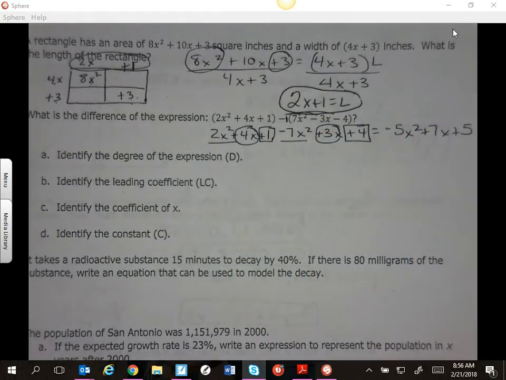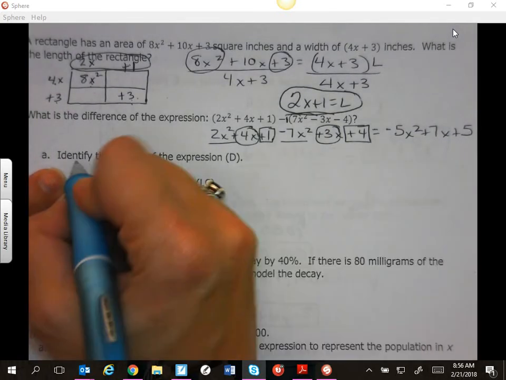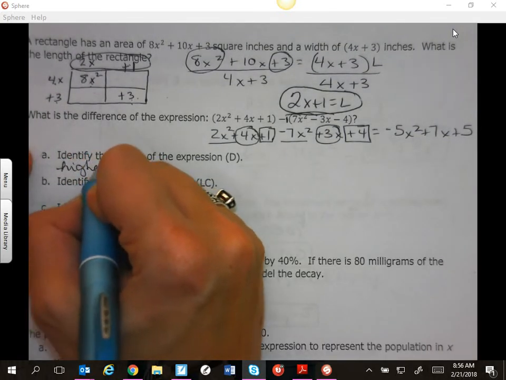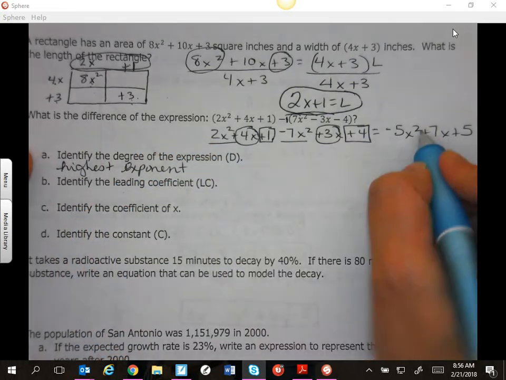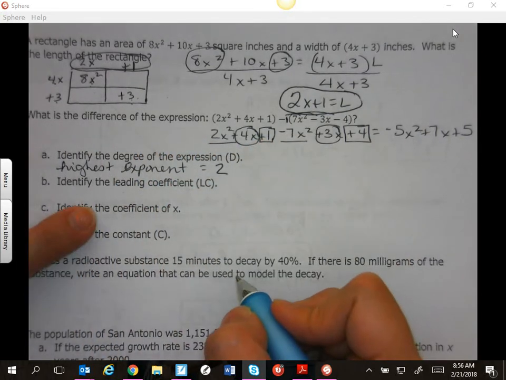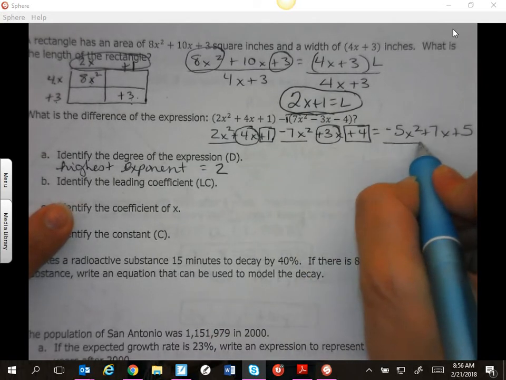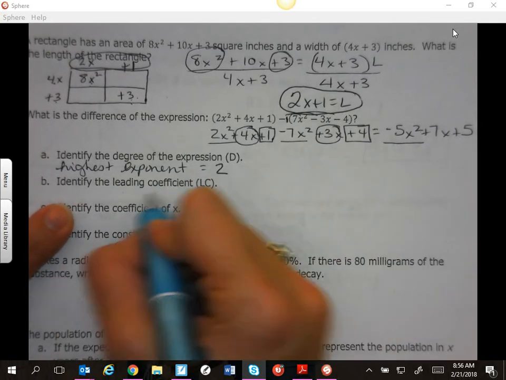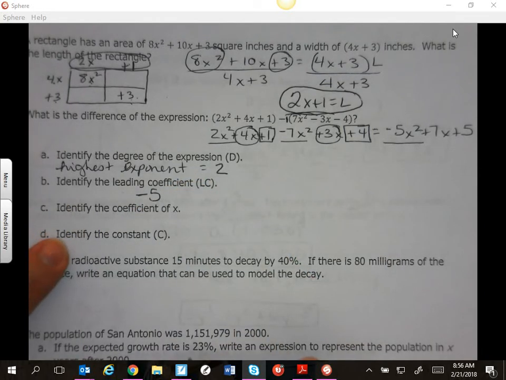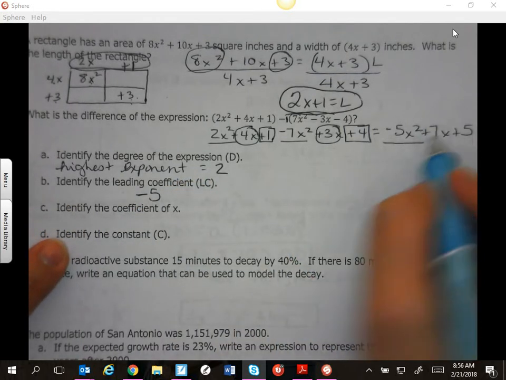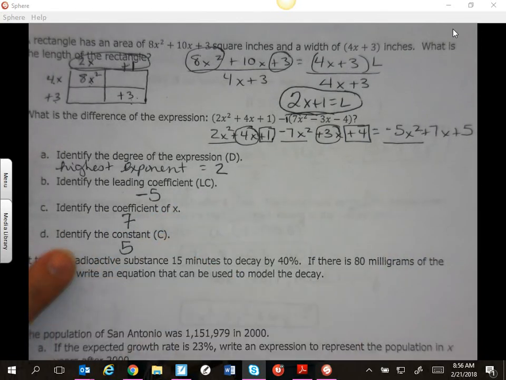And now that it is simplified, what is the degree of the expression? Remember, that is the highest exponent of the polynomial, which in this case happens to be 2. The leading coefficient: negative 5x squared is the leading term, so the leading coefficient is negative 5. What is the coefficient of x? That's the number in front of x, which happens to be 7, and the constant is the value without the variable, so 5.